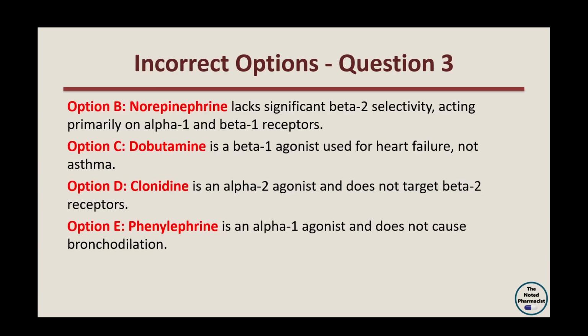Option B, norepinephrine is incorrect because it primarily acts on alpha-1 and beta-1 receptors and lacks significant beta-2 selectivity. Option C, dobutamine is incorrect because it is a beta-1 agonist used in heart failure, not asthma. Option D, clonidine is incorrect because it is an alpha-2 agonist and does not target beta-2 receptors. Option E, phenylephrine is incorrect because it is an alpha-1 agonist and does not cause bronchodilation.